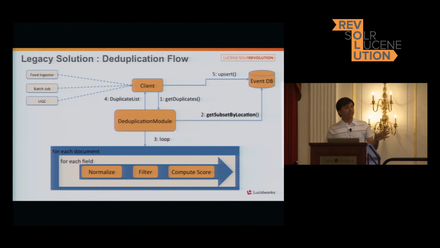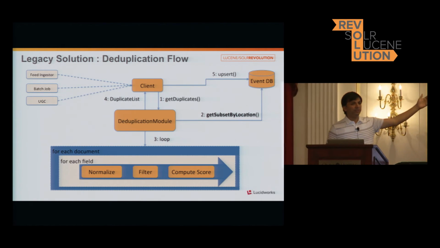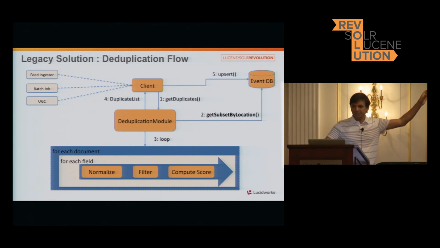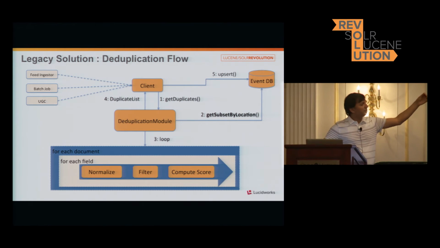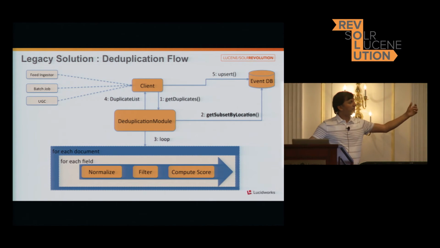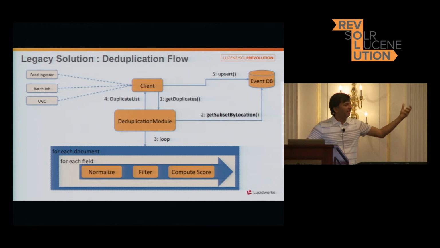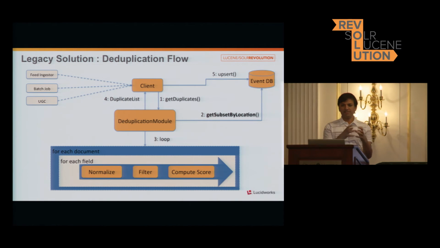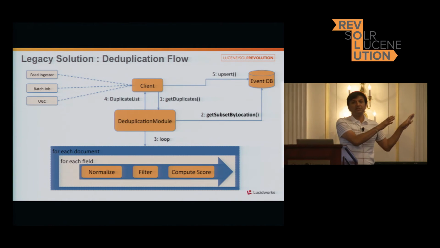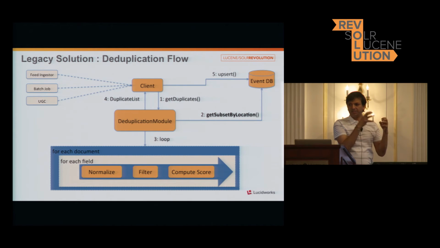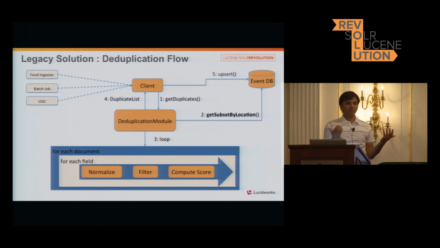So in the legacy system, how we use deduplication is, the record is coming from either a feed ingester or a batch job or UGC, it doesn't really matter. The client is basically the record processor, which invokes a deduplication module's get duplicate method, okay? And this is tightly integrated. I'm talking about the legacy solution that we had. So it's tightly integrated into the process, and the call is basically to gather duplicates.